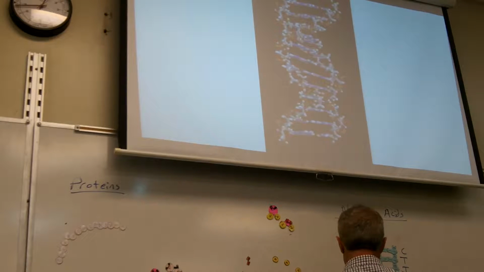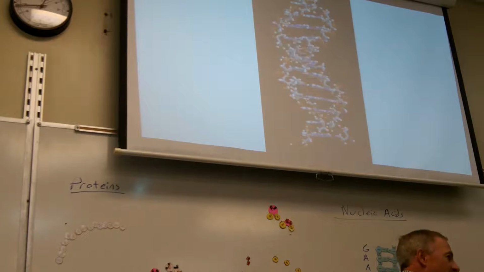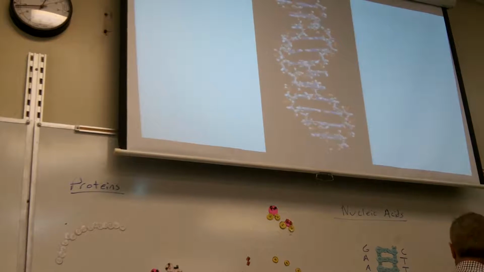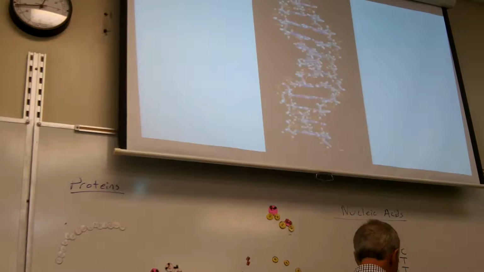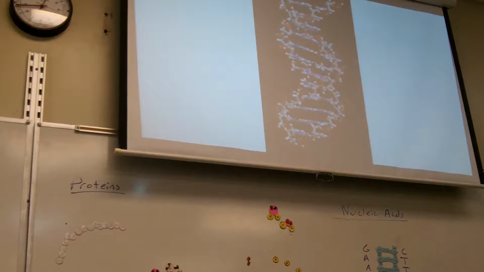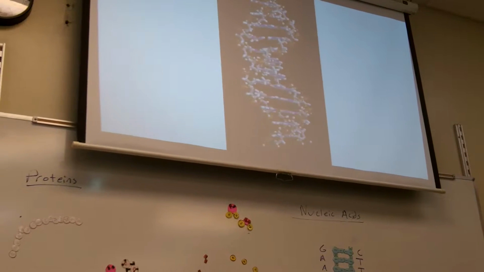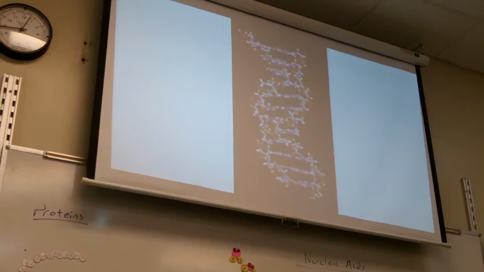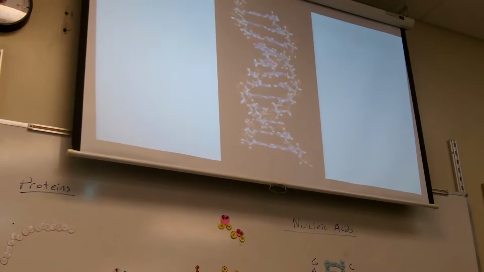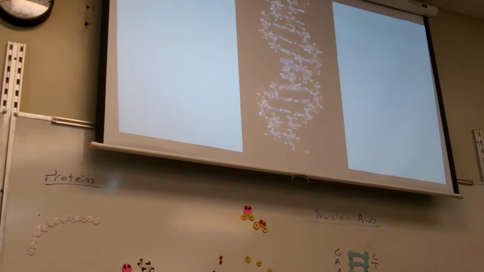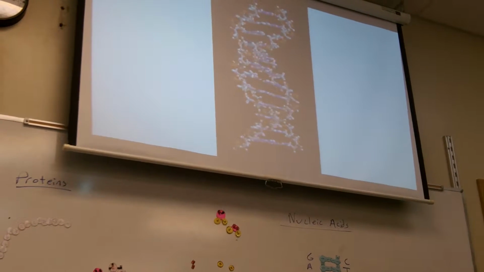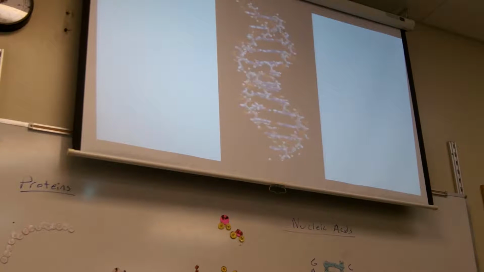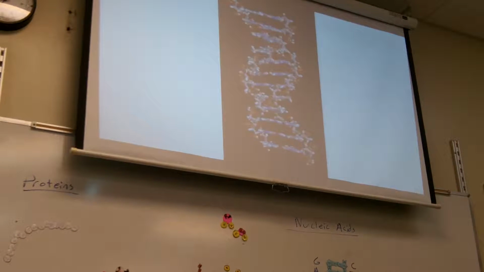I'm going to give everyone a nucleotide. Nucleotides make up nucleic acids. I want you to hold one just so you can see it up close. This is chapter 8. There you go. It's a nucleotide.